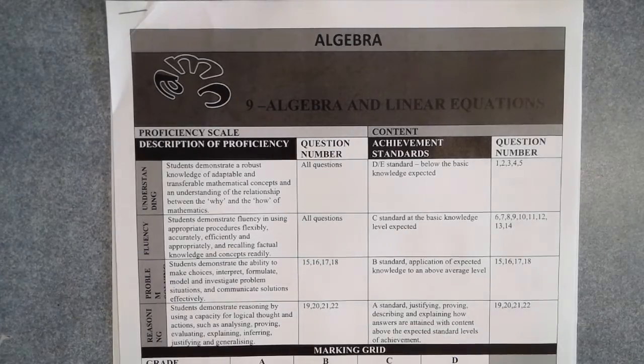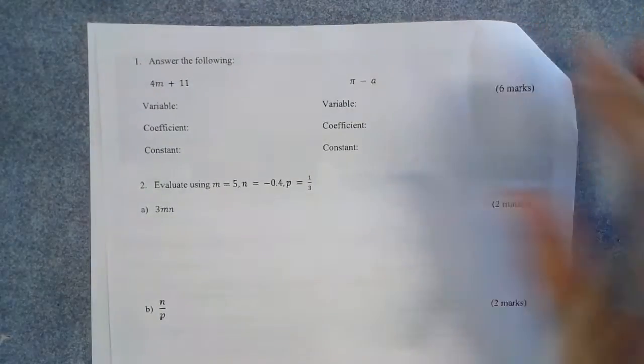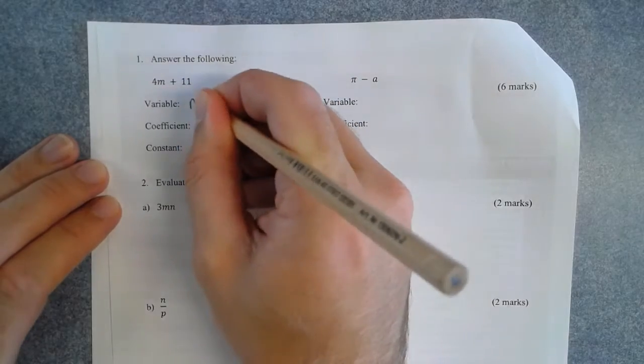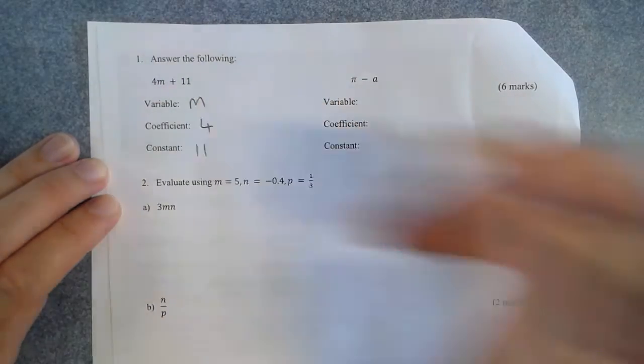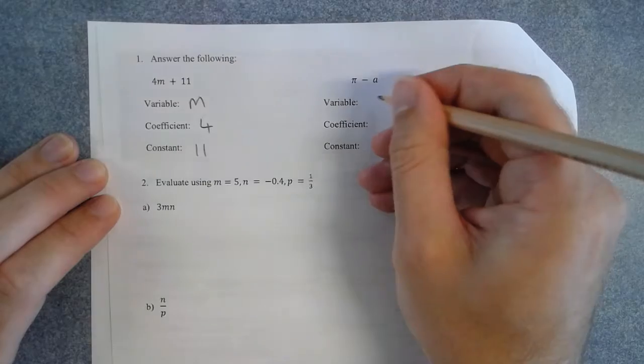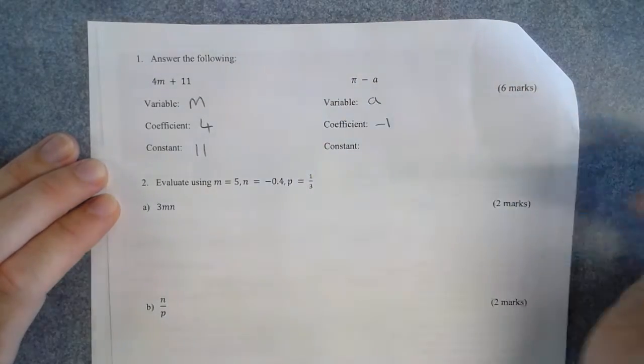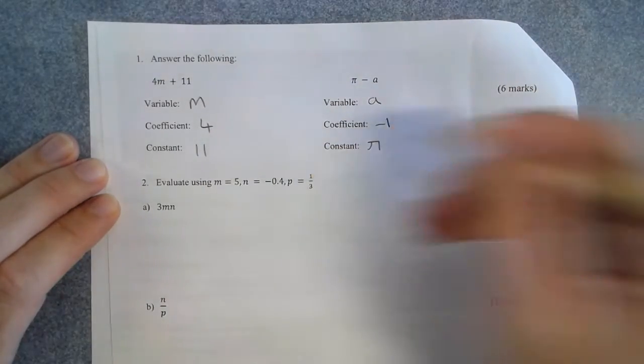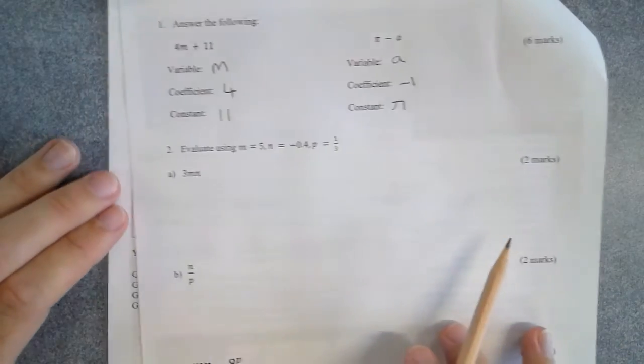Okay, here's the Year 9 2020 exam on Algebra and Linear Equations. Let's get started. Question 1. Answer the following. So the variable is m, the coefficient is 4, and the constant is 11. So this one, the variable is a, there's minus 1a, so that's the coefficient, and pi is the constant because pi is a number that does not change.